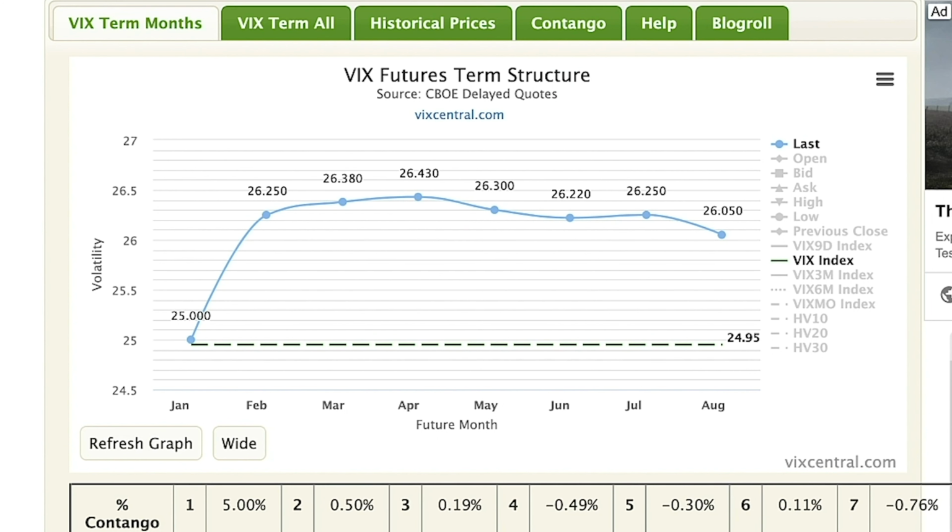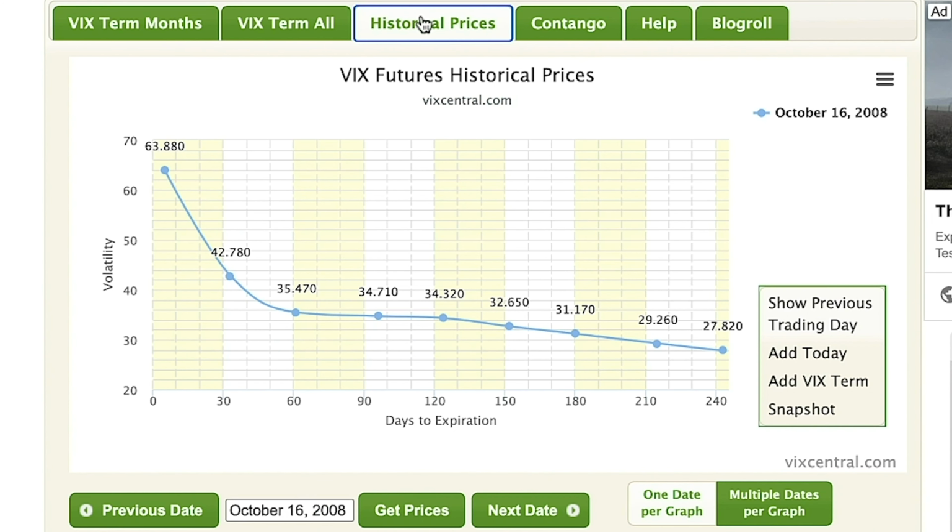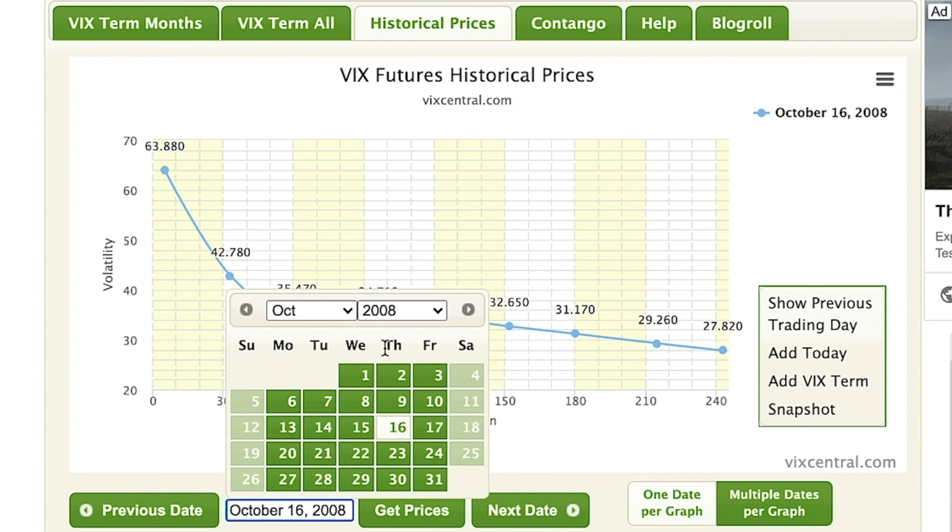So the best way to explain this is to check out the last full expiration cycle from the previous month, which began on November 18th, 2020. So we can go to the historical pricing, 2020, go to November 18th.